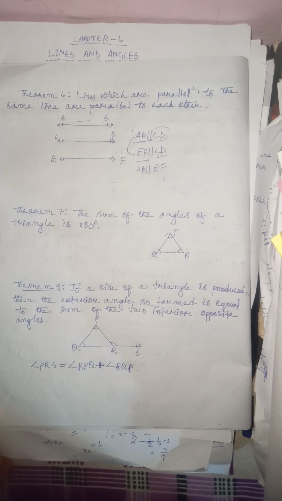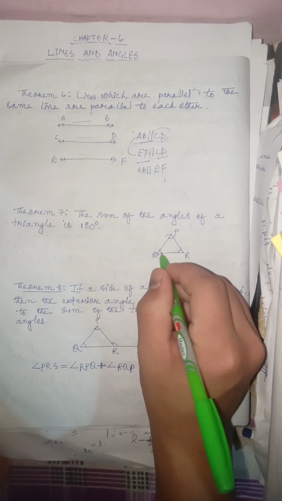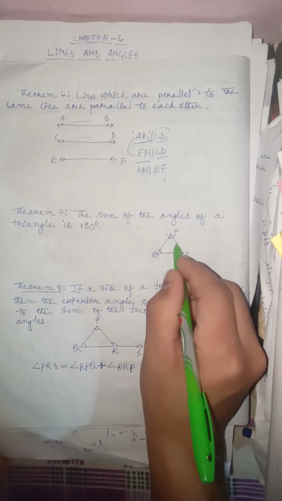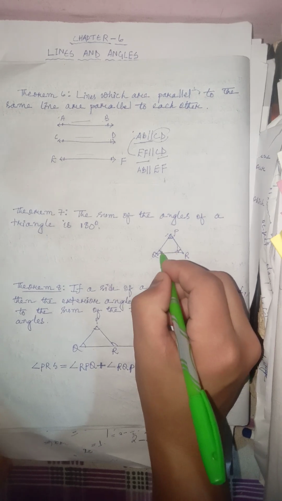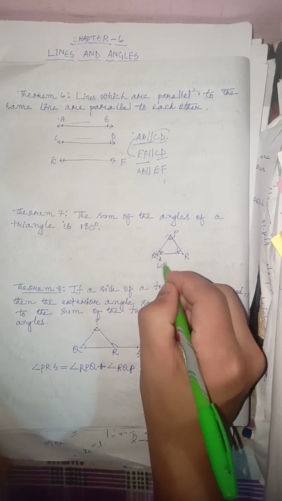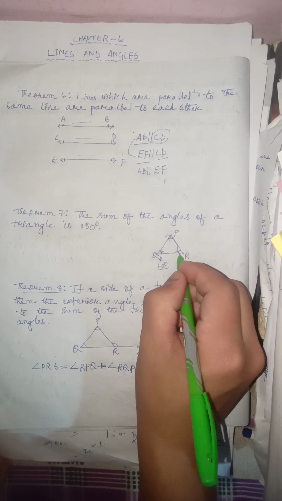And after that, let us move to the next, which is Theorem 7. In Theorem 7, we have: the sum of the angles of a triangle is 180 degrees. Let us suppose that we have a triangle PQR, and in this PQR, if we add all the angles, then we will have 180 degrees. In each of these angles, what is the value? It will be 60 degrees here, and here it will be 60 degrees.